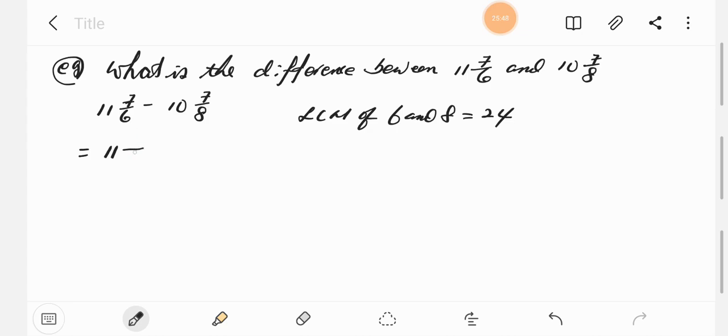So denominator 6 becomes 24. So 6 multiplied by 4 is 24. So 7 times 4 is 28. And 10 and 7/8 became 24. So 8 times 3 is 24. 7 times 3 is 21. Sorry, 3, right? 3.